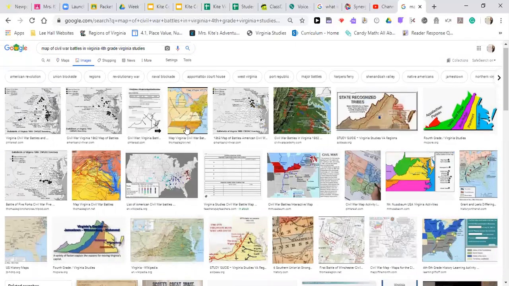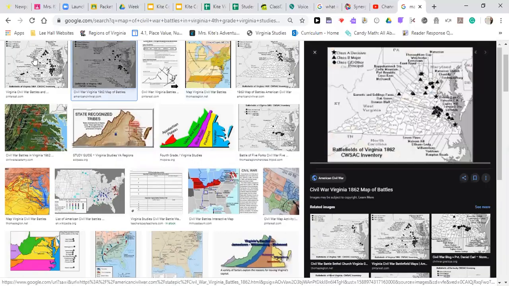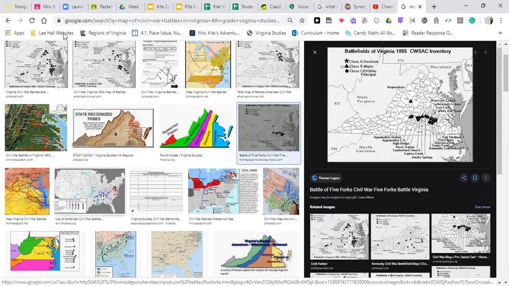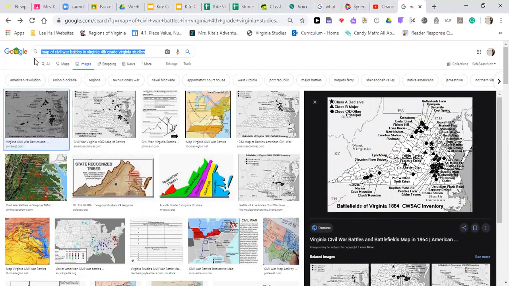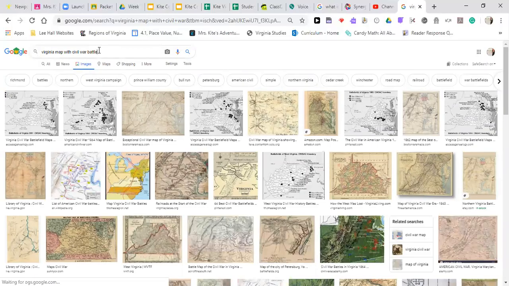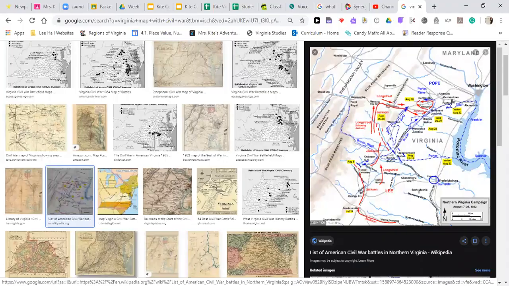And this still doesn't tell us, does it? That's 1862 battles, but we don't want that. We want all the battles. Let's see. Okay. So we want Virginia map with Civil War. And see, it's important for us to go through these and see if we can find a good search term together. And it's an important skill for us to be able to search and find what we're looking for. So here we have Civil War battles in Virginia, 1864. We said we don't want that one. So we're looking for all right, and this is Virginia, and we're still looking. There's the Bull Run Mountains, but not quite what we want.